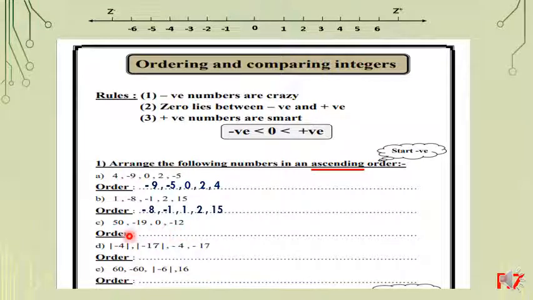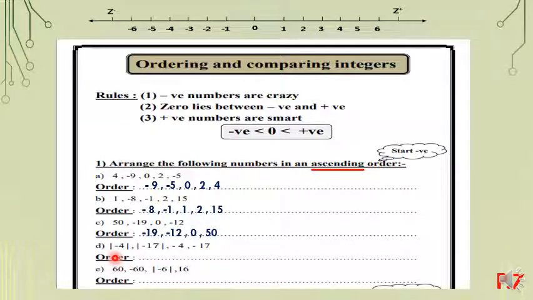Letter C. 50, negative 19, 0, negative 12. Start with negative because we are arranging in an ascending order. We have two negative numbers, negative 19, negative 12. The negative numbers are crazy, which means the smaller here is negative 19. Then we are going to take negative 12, then 0 and 50.